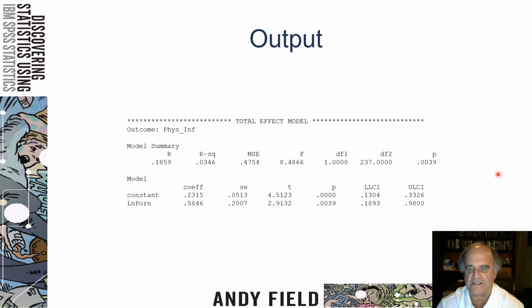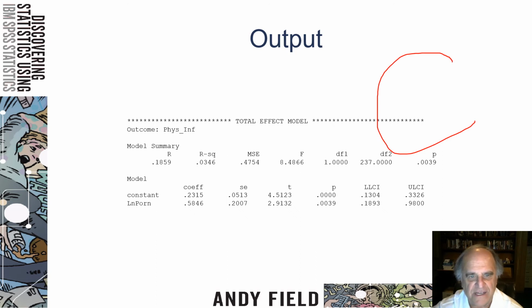Okay, so all that is showing you then the total effect, the C part of the model. So this is really, if you want to think about it, this is C. This is the direct effect between porn and infidelity. That direct effect.